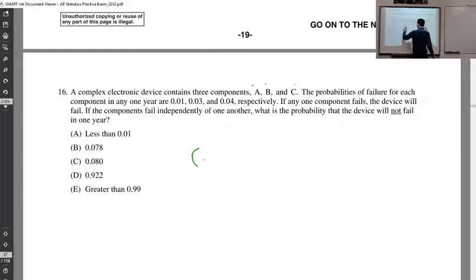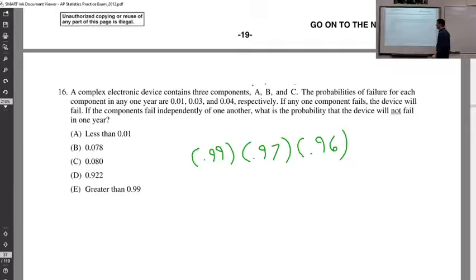Probability that A works is 0.99, since 1% of the time they fail, that means 99% of the time it works. Probability that B works is 0.97. And the probability that C works is 0.96. So we multiply those together. That gives us our answer.